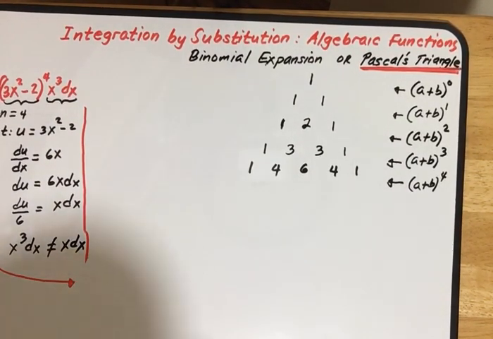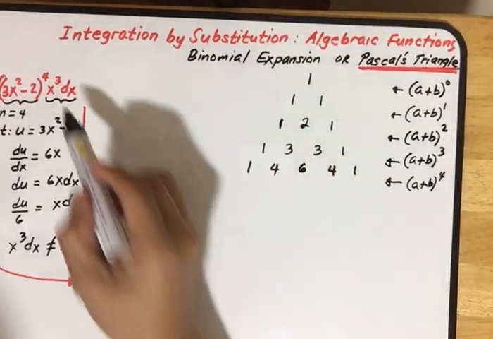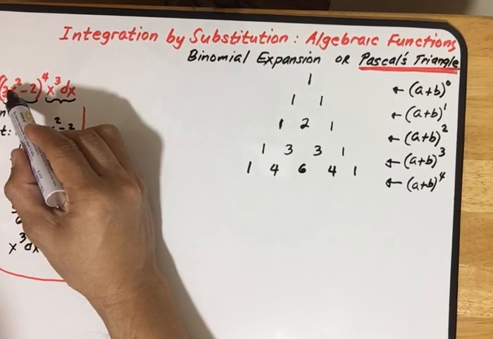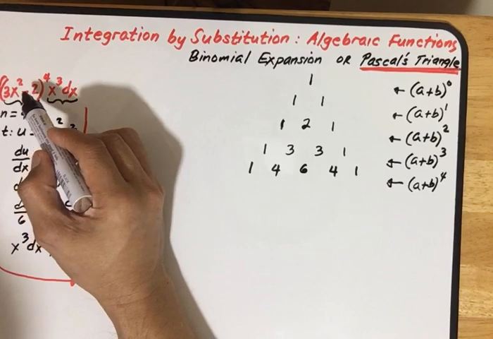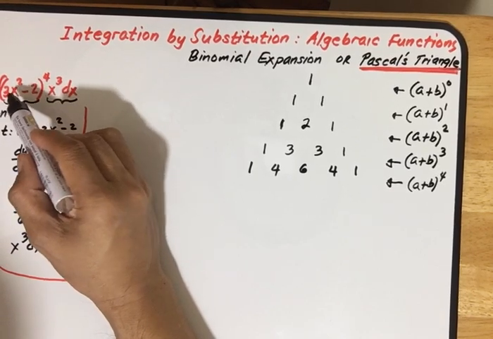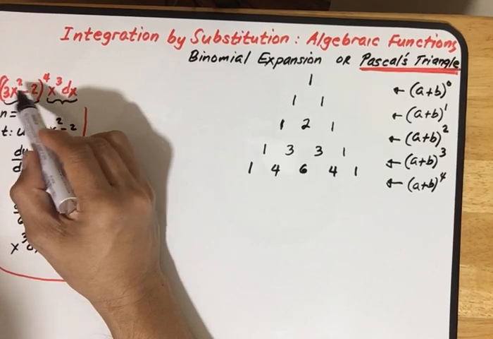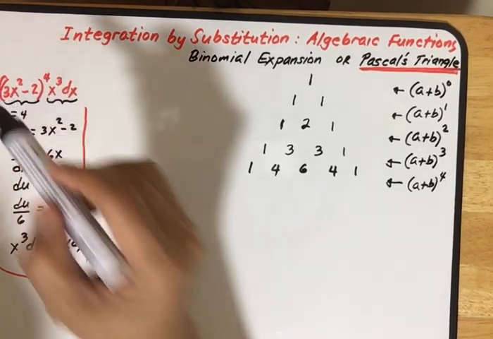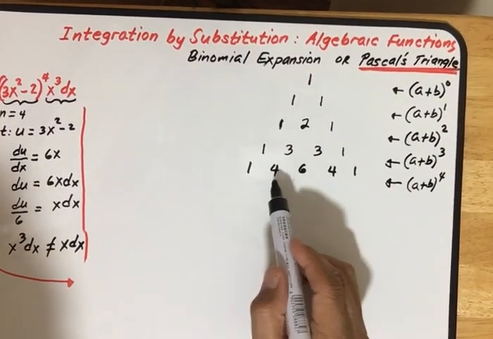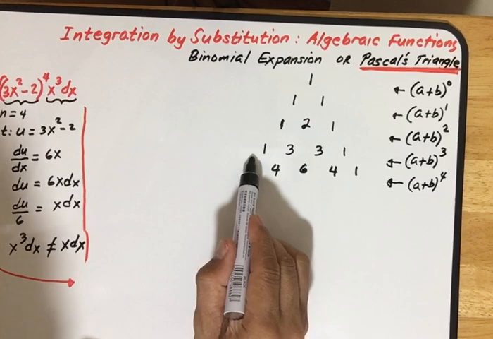Since the exponent of our given integral function is 4, and this is a binomial, meaning an expression that contains 2 terms, so there are 2 terms here: 3x squared is one term and the other term is 2. The power of this binomial is 4, so we can stop up to this part, and we have to use these coefficients.